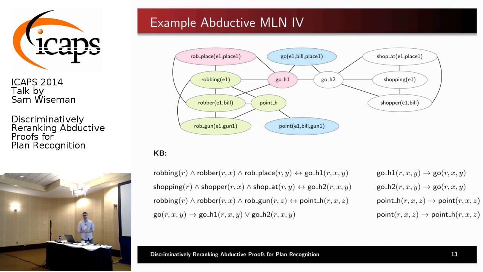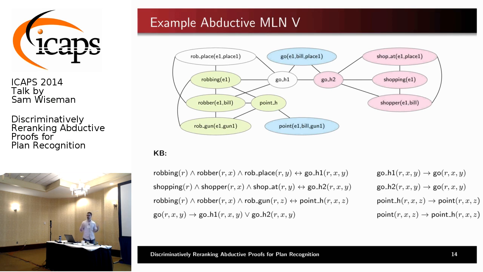But what happens if my prior on go H1 is not higher than it is on go H2? In particular, if go H2 is higher, then I'm going to assign go H2 to be on. Again, by this second biconditional on the left-hand side, I'm going to want to make all the shopping-related stuff on to satisfy that biconditional. Go H1 is now off. Actually, let me just show you what that looks like. Go H1 is now off, and I can also satisfy this first biconditional on the left-hand side by just making sure that not all of the left-hand side is true, which I can do by keeping rob place off.